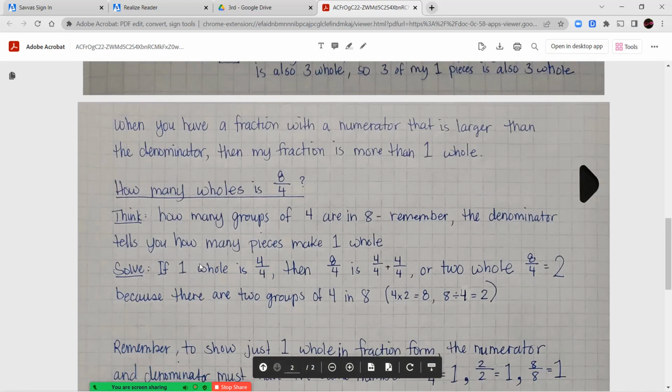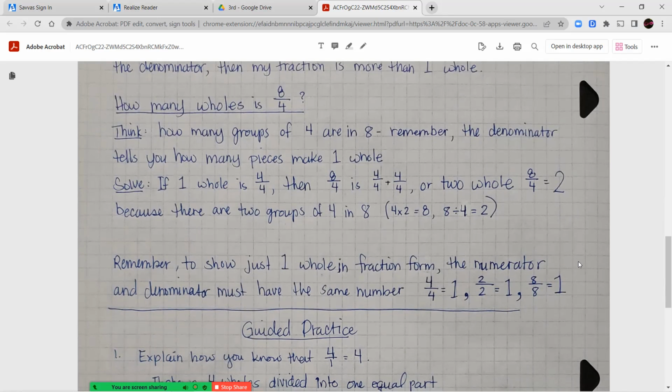Now, for our next example, we want to figure out how many wholes are in 8/4. So I need to think, how many groups of 4 are there in 8? Remember, your denominator tells you how many pieces make up 1 whole. So I only need 4 pieces to make 1 whole, but I actually have 8 pieces. So 1 whole is 4/4. That tells me that 8/4 is the same thing as saying 4/4 plus another 4/4, or 2 whole. There are 2 groups of 4 in 8.